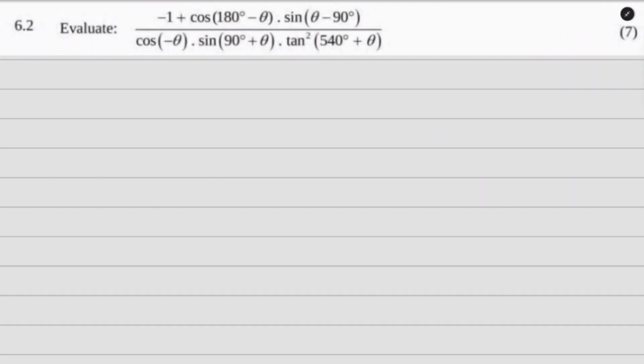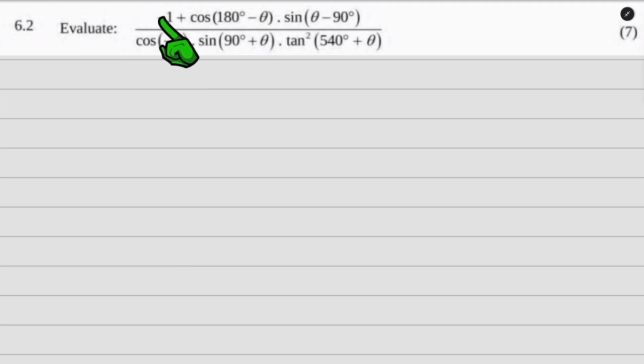Question 6.2 is quite a big one, 7 marks. So we've got this massive trig expression that we need to simplify. I'm seeing a lot of co-ratios. You see the 90 plus here, I see reduction, the 180 minus, and then I see kind of weirder things over there that we've got to sort out. So we're going to tackle this one at a time.